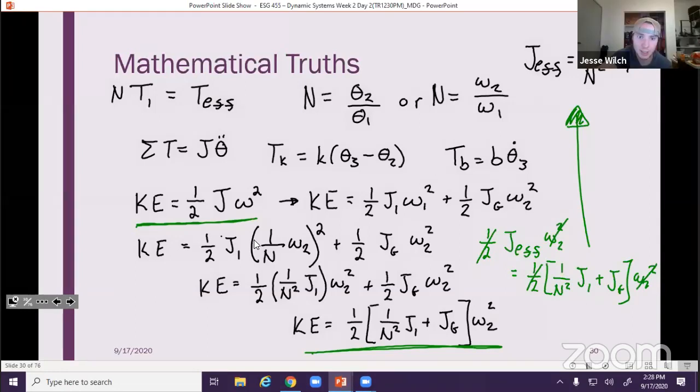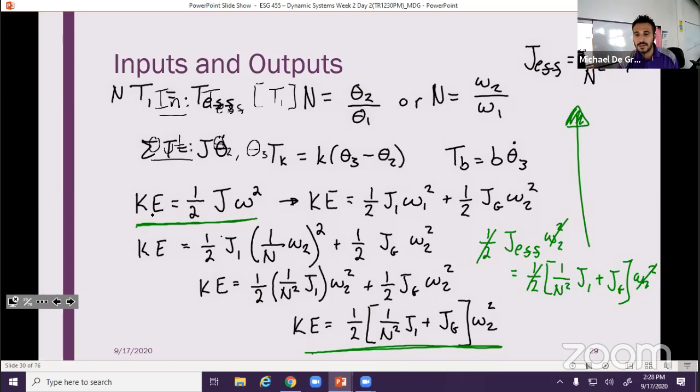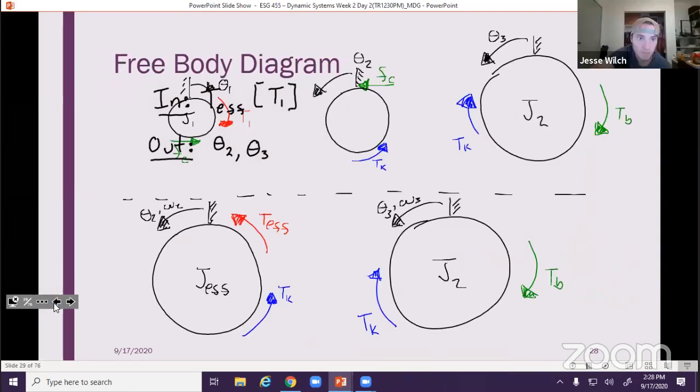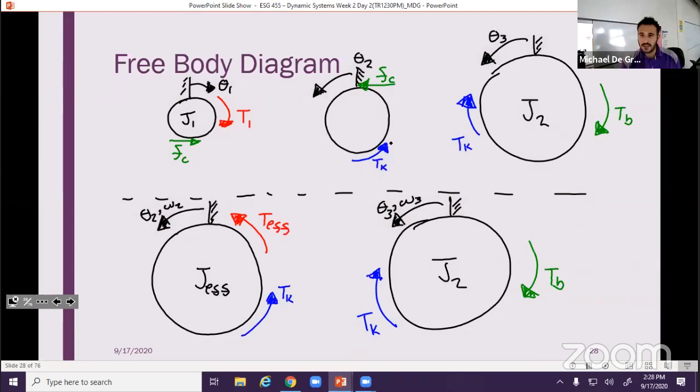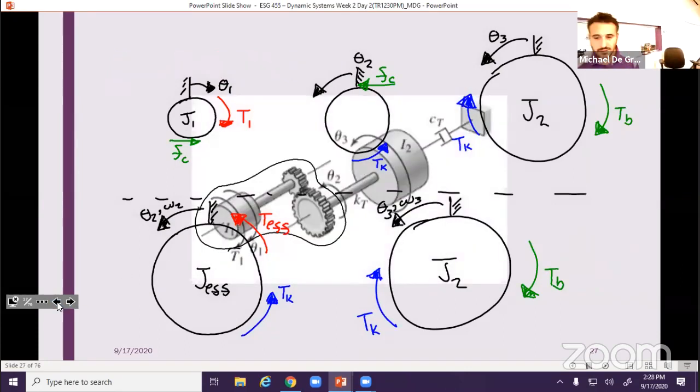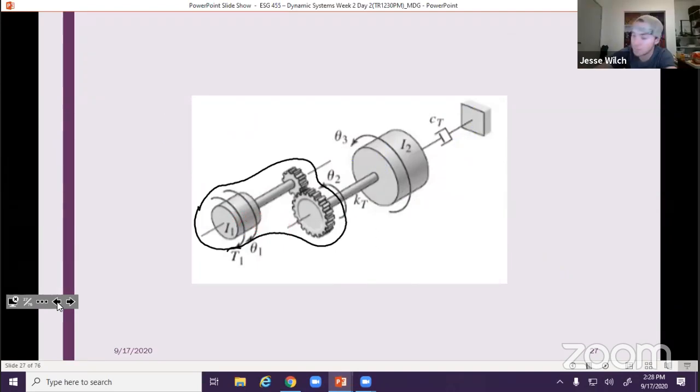What happened to the J_G that was in the parentheses? J_G is the inertia of the gear. Let me go to the free body diagram, or the schematic. I'll show you. In this free body diagram, this is the gear. This is J_G. J_G is 0 because it is an ideal gear. This gear G has no inertia. So that just falls out.